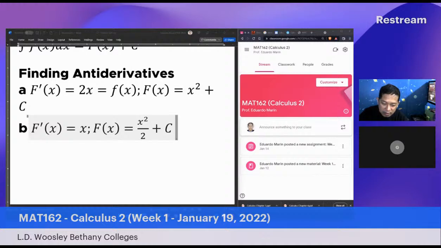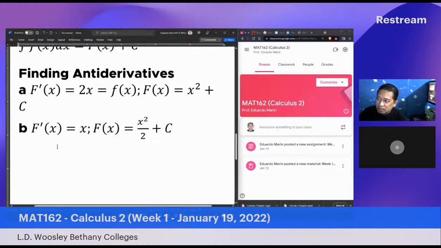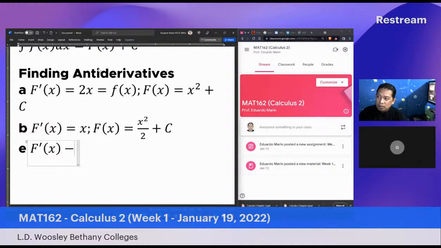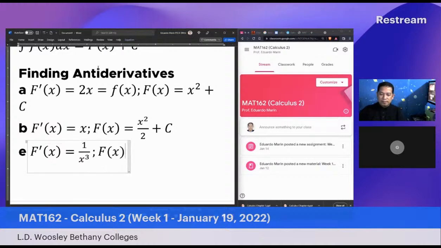Oh, ito naman. Sige, laktaw tayo. Letter E, 1 over x cubed. So, kung ang f of x mo, letter E tayo. Anyway, it's on your book. It's 1 over x cubed. So, ano ang magiging f of x? But of course, for you to make this easier, this could be expressed in terms of x raised to negative 3.